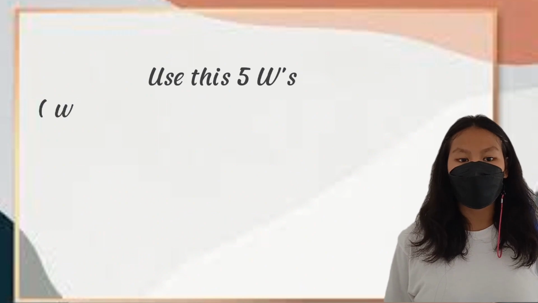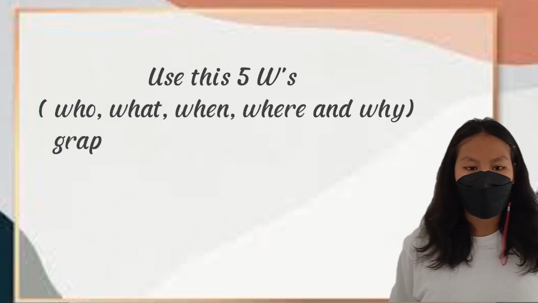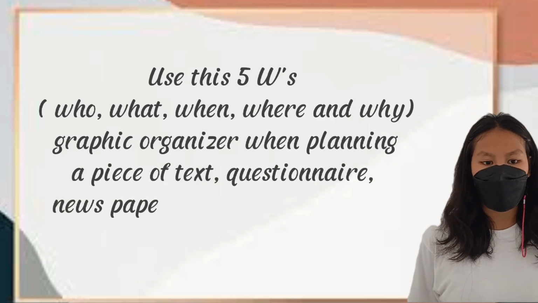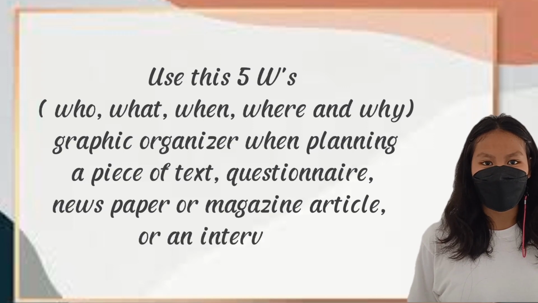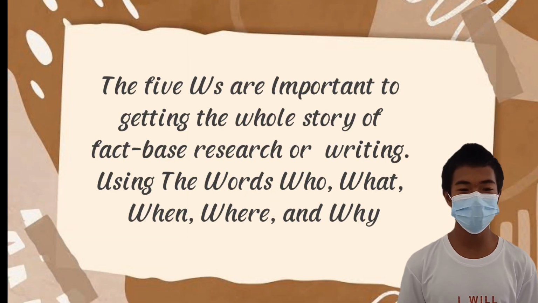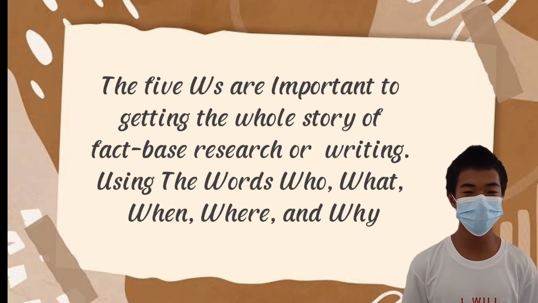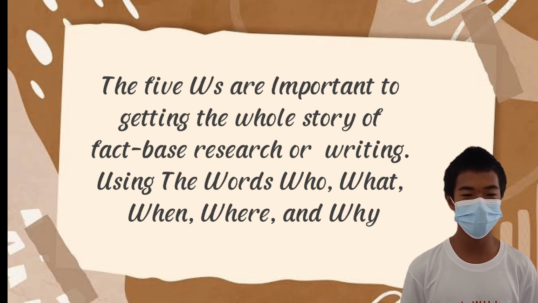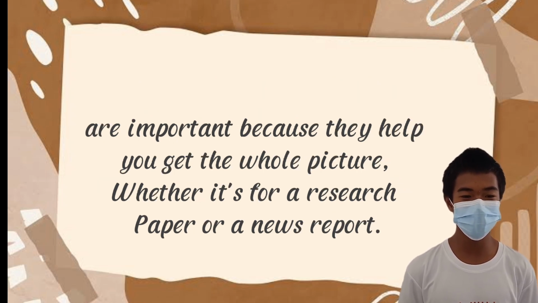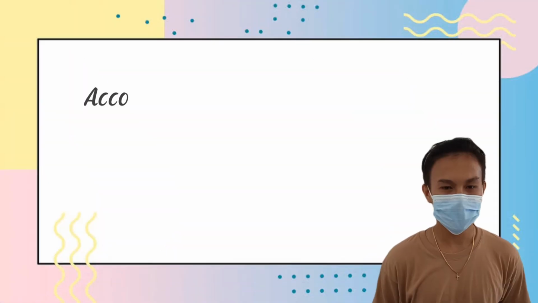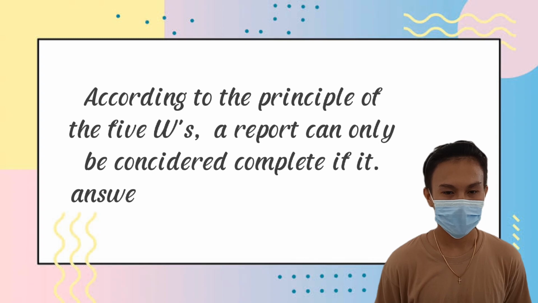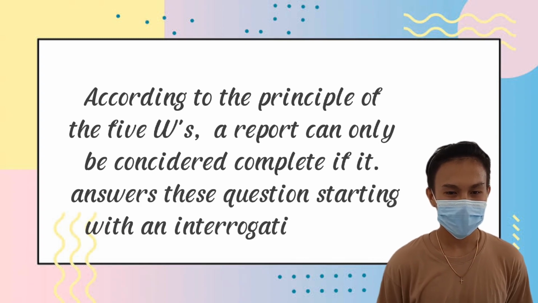Use these 5Ws: who, what, when, where, and why, in a graphic organizer when planning a piece of text, questionnaire, newspaper or magazine article, or an interview. The 5 Ws are important to getting the whole story of fact-based research or writing. Using the words who, what, when, where, and why is important because they help you get the whole picture, whether it's for a research paper or a news report. According to the principle of the 5 Ws, a report can only be considered complete if it answers these questions starting with an interrogative word.